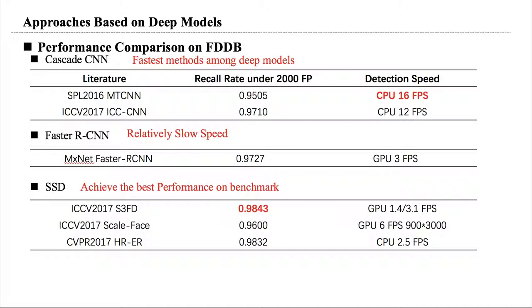So we now compare their performance on the FDDB database. Cascade CNN is the fastest method among all the deep models, and Faster RCNN is the slowest approach. SSD-based methods obtain the best performance on the FDDB database, and SFD is the winner. It can reach a recall rate of about 0.98, which is pretty high, and actually can be applied in some markets, but not just in the lab.